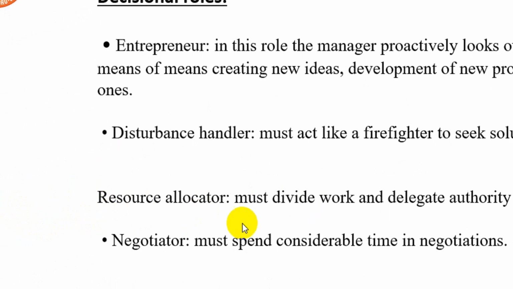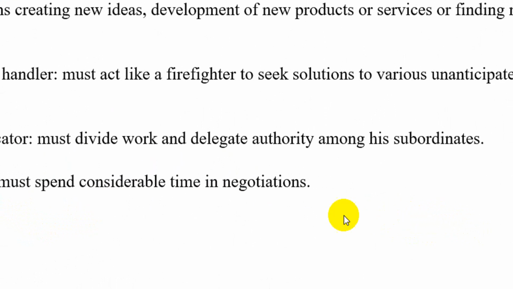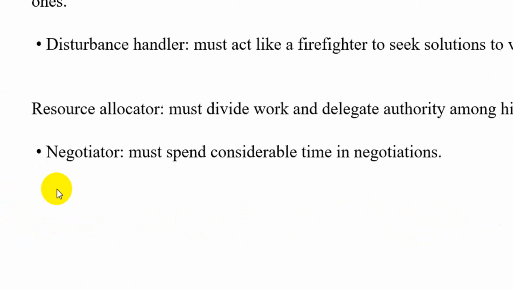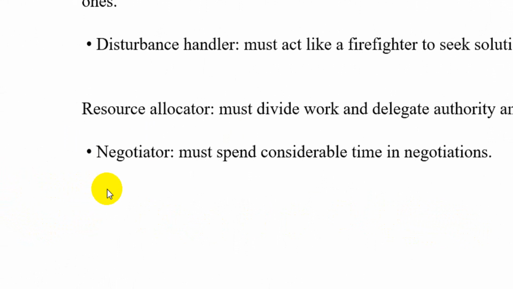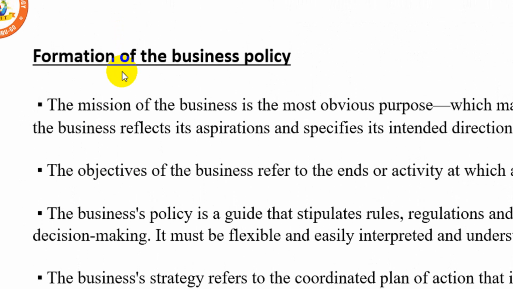Next is the resource allocator. They must divide the work and delegate authority among the subordinates. The negotiator must spend a considerable amount of time in negotiation. That negotiation may be among the workers or employees, or a price negotiation with the outside world, procuring all the equipment for the organization. So these are a few points with respect to the decisional roles. Now we will look at the formation of business policy. The mission of a business is its most obvious purpose.